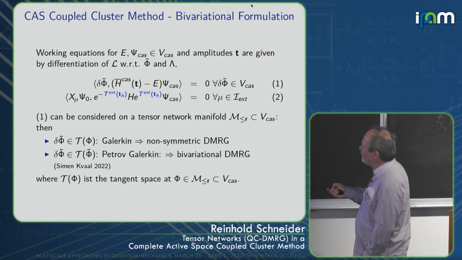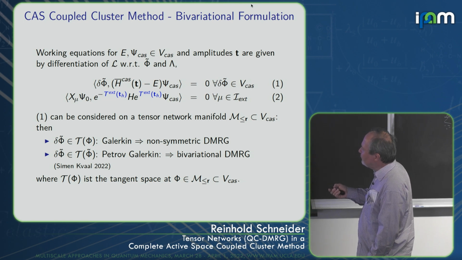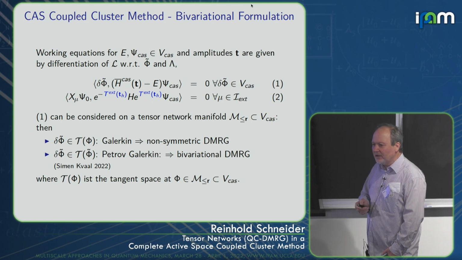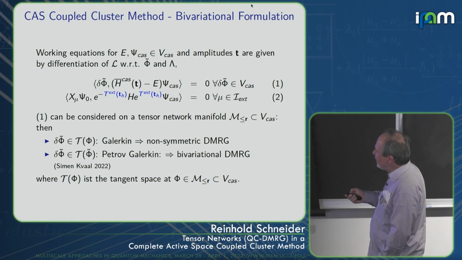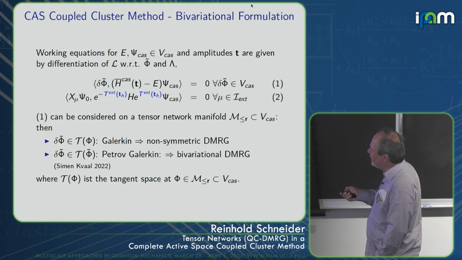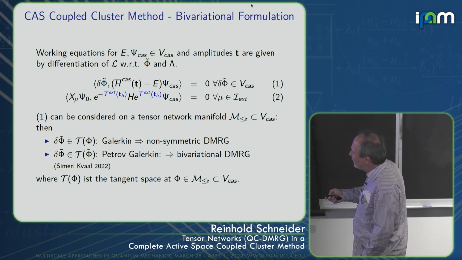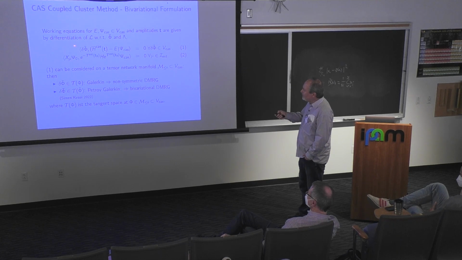Now if we go to manifolds, then we have two possibilities. You see, this is a non-symmetric, non-Hermitian operator. So the Galerkin idea is that we are projecting to the tangent space at the right, at phi CAS, that's here. And if we differentiate, that must be without tilde, that's a typo.